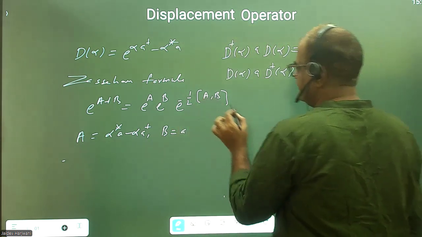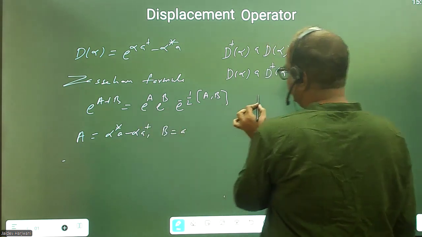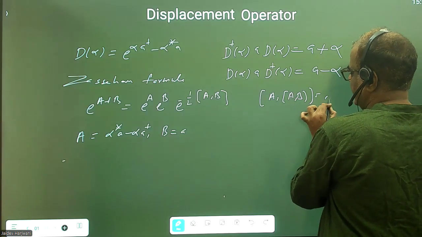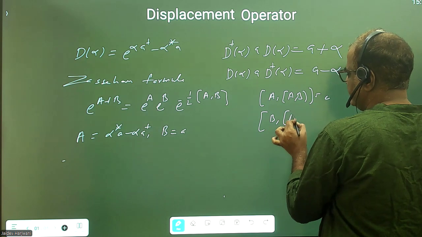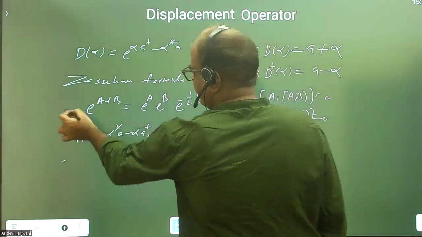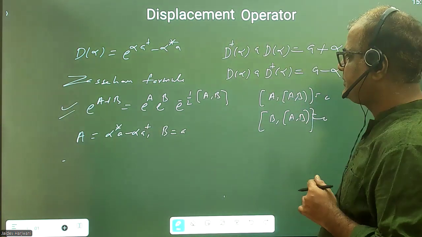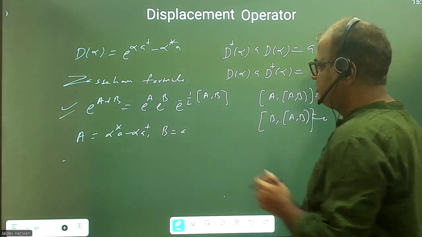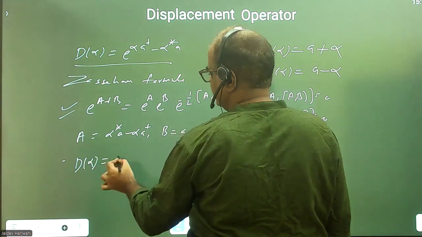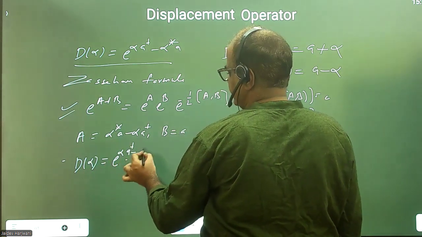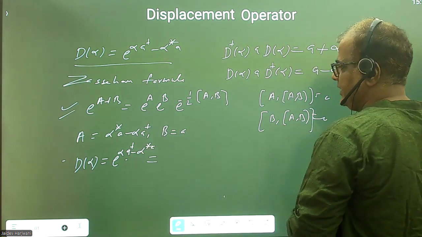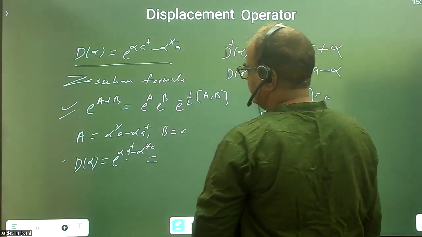So whenever your A commutes with the commutator of AB, and B also commutes with the commutator of AB, in that case you can use this formula. Now let us use this formula. My operator is D alpha. So D alpha is equal to E power alpha A dagger minus alpha star A.